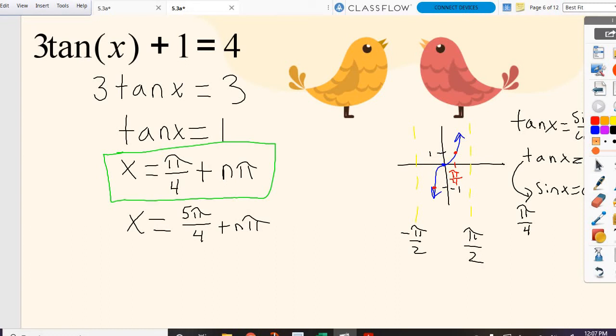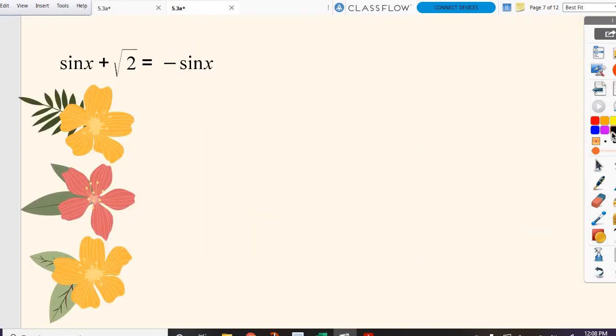The only time that your period is going to change and not be 2 pi or pi is if we start to have stuff on the inside of our functions, like if I had tangent of 2x instead. We'll look at some examples of those on Wednesday, but we're not quite there yet. Alrighty, what's different about this one?